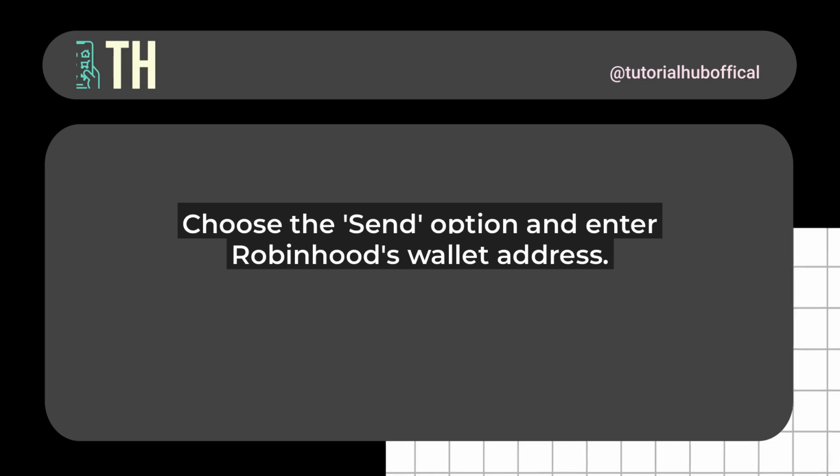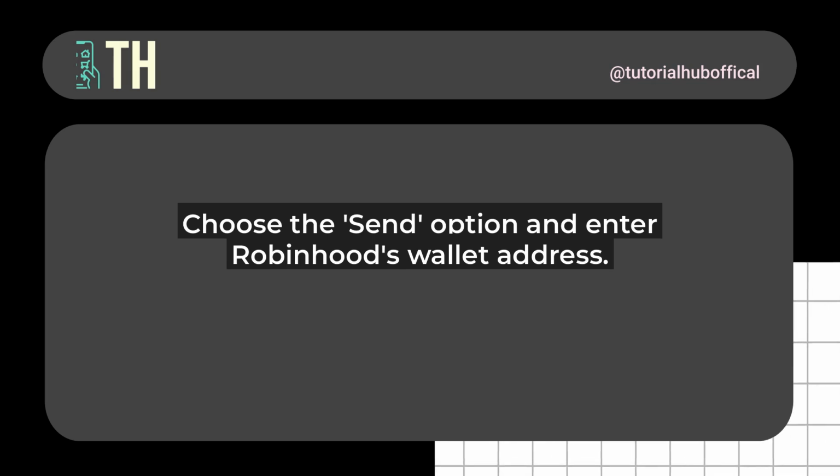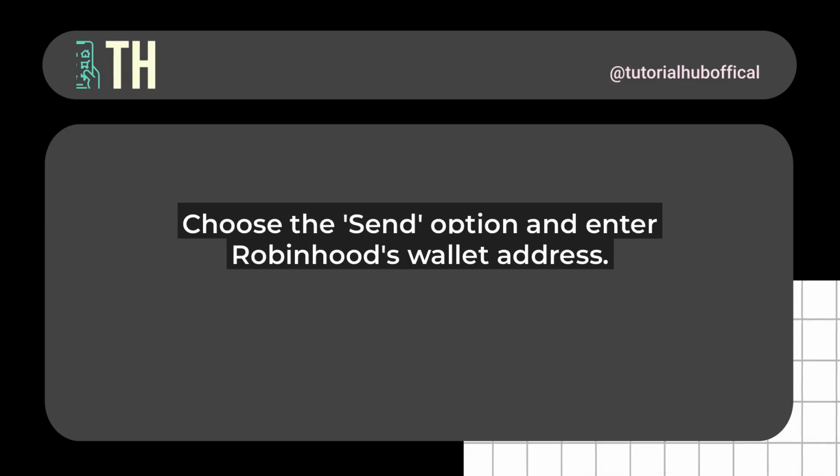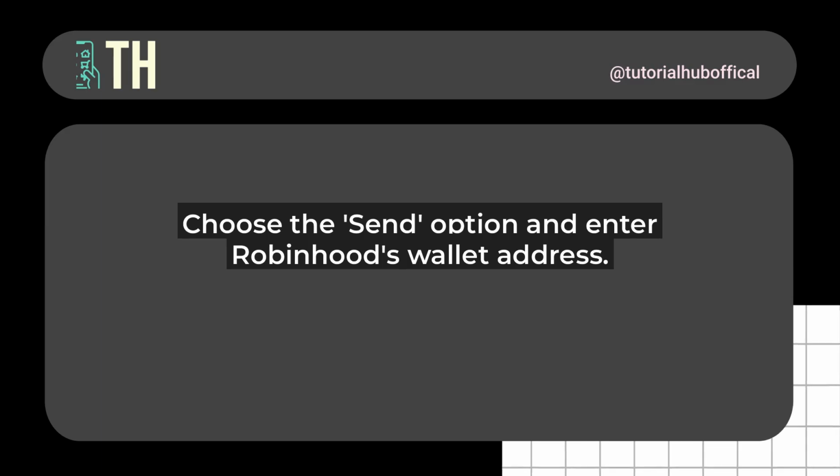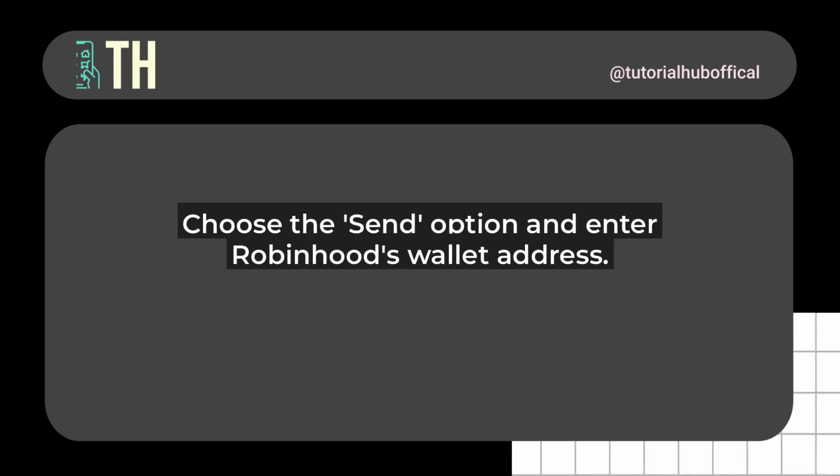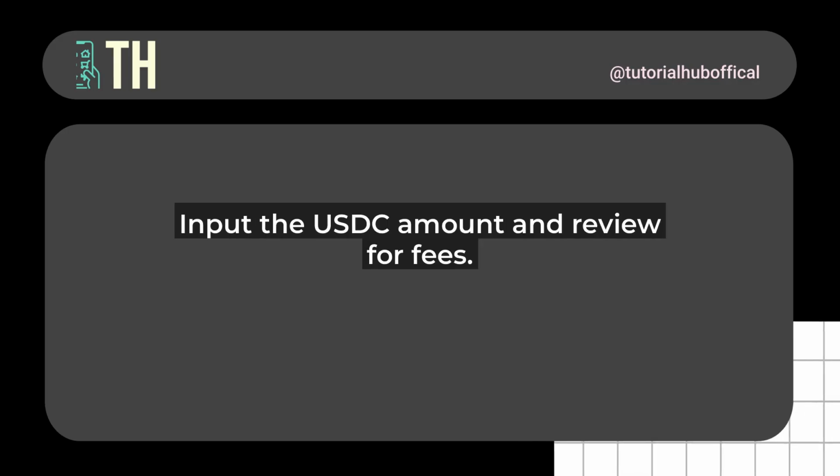Step 2. Tap or click on the USDC asset to select it. You'll see an option to send or transfer. Go ahead and choose that. Now, enter the Robinhood wallet address. Double-check this to ensure it's correct. You can find it in your Robinhood app under the crypto section.